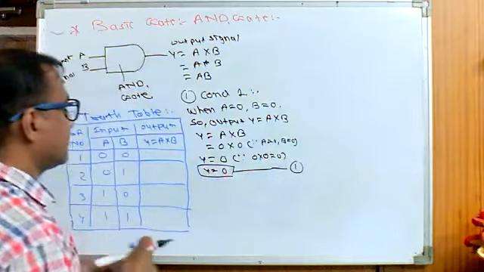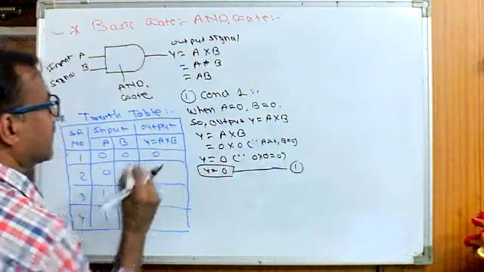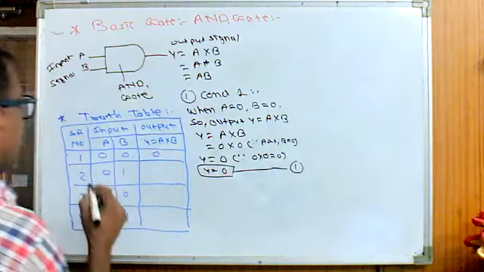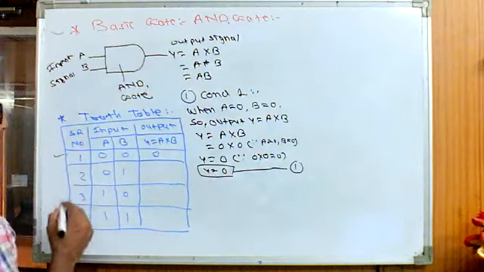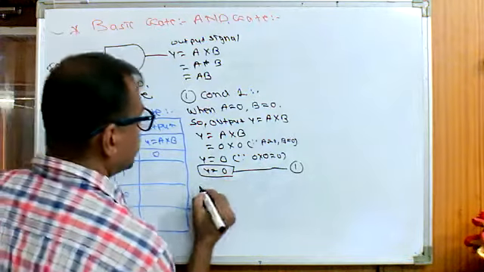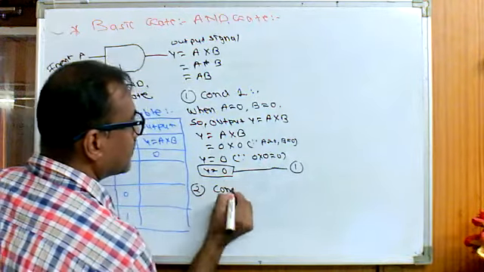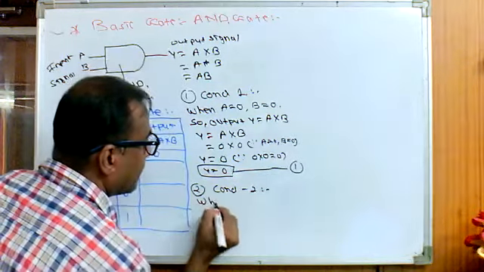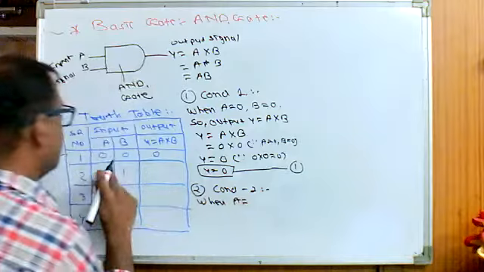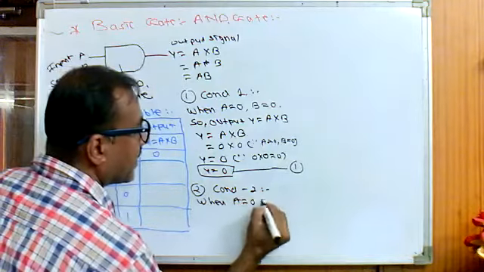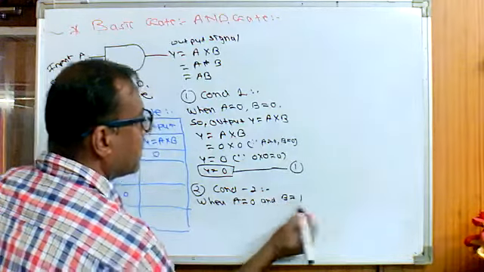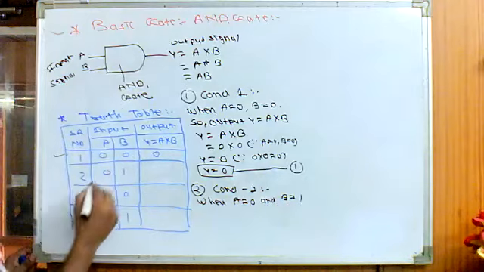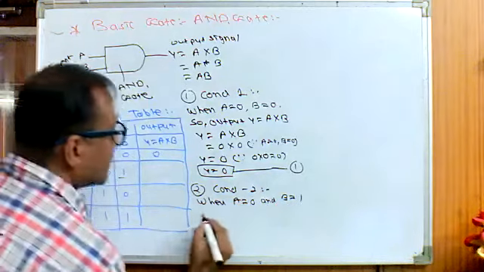Also, the output is 0. So another condition, the second condition, is when a is equal to 0 and b is equal to 1. This is 0, this is 1.